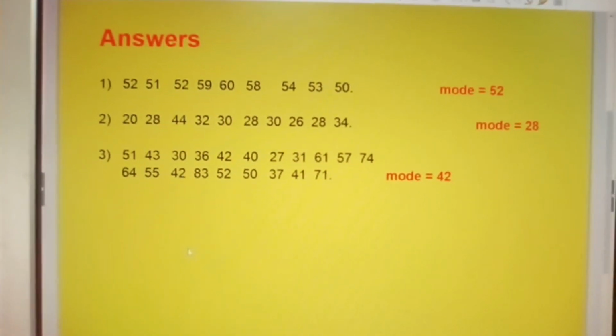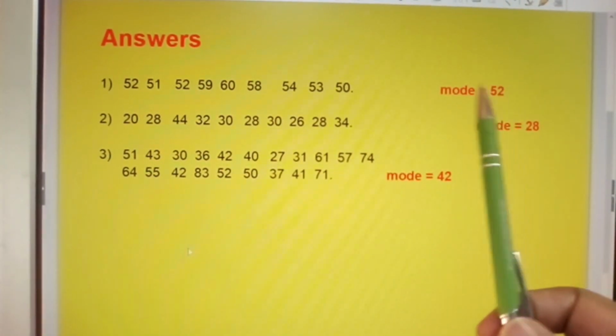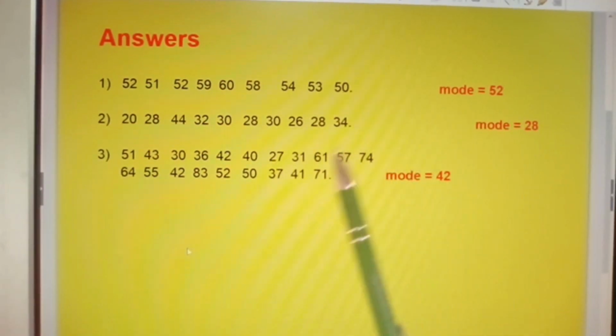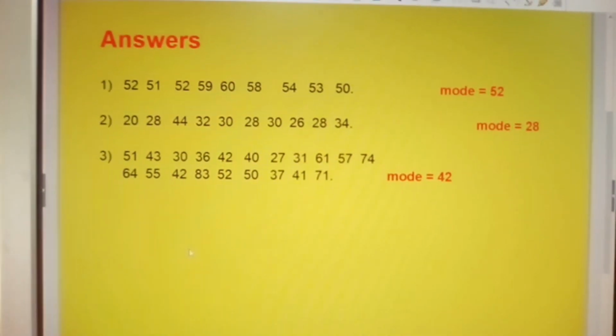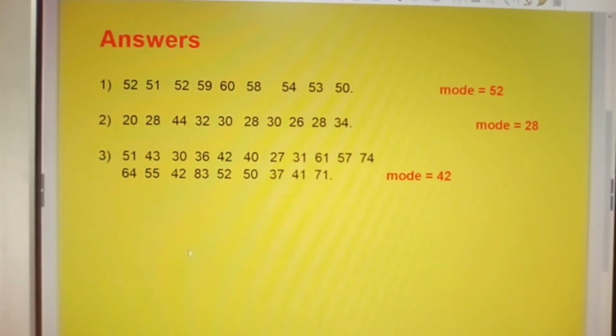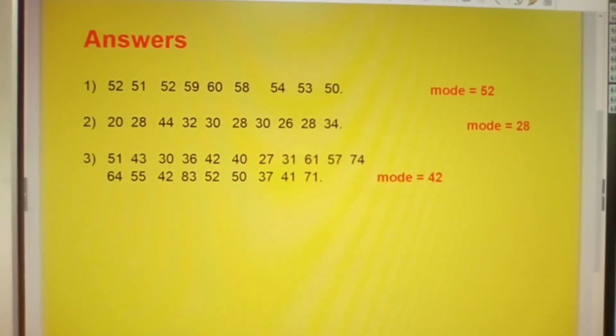You can see here that the mode here is 52, the mode here is 28, and the mode here is 42. And that is your answer, what you should be looking for to have achieved.